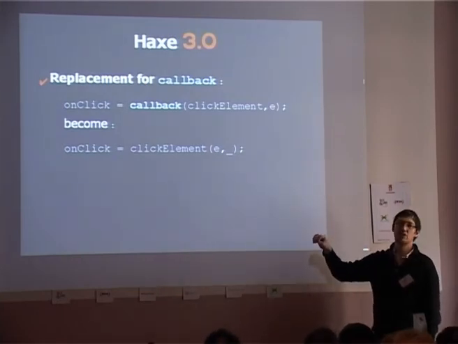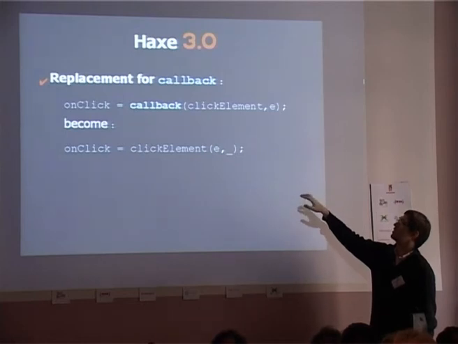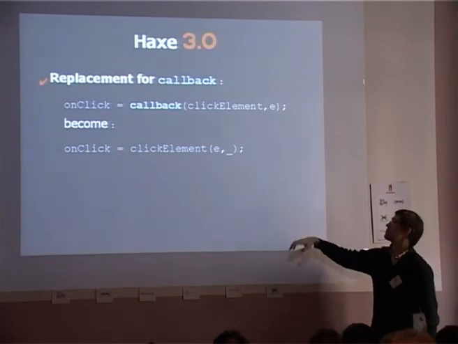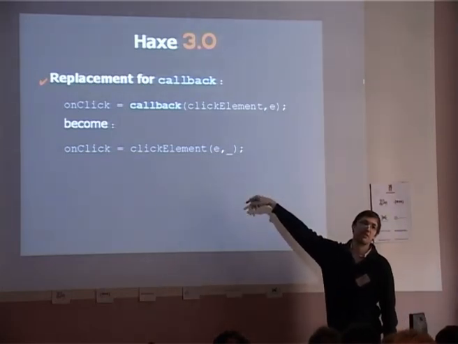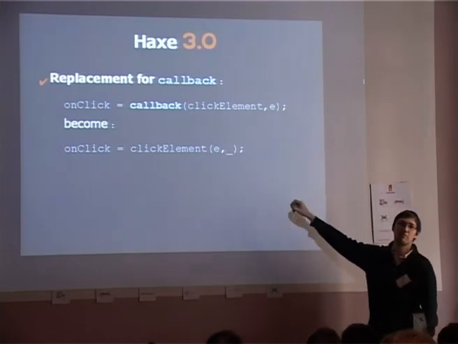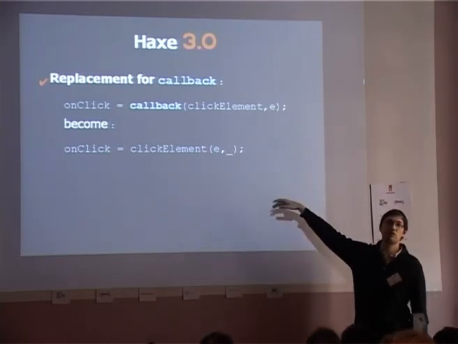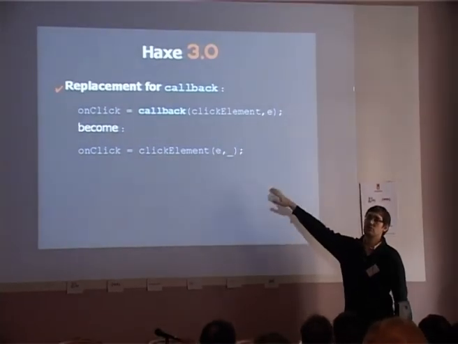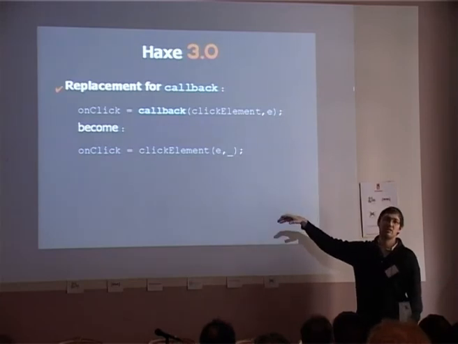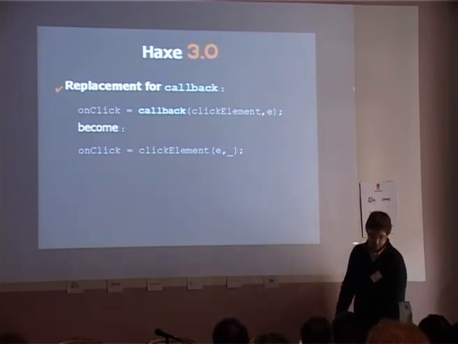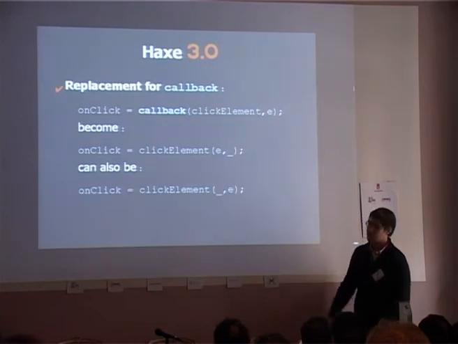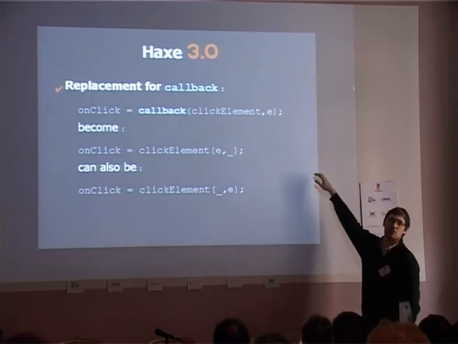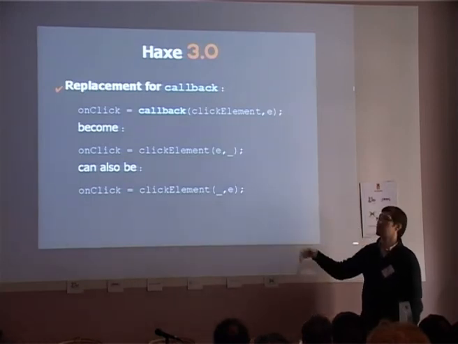It also plays well with completion, because before you had to write callback and then your function and your arguments in a separate list. This way you get completion when you open the parentheses. You can see what arguments are required, and you just replace the arguments that you want to apply later with underscores. This will create a function that takes the arguments that will be applied later. You can also reverse it: with callback you just apply the first two or three arguments and keep the remaining ones.